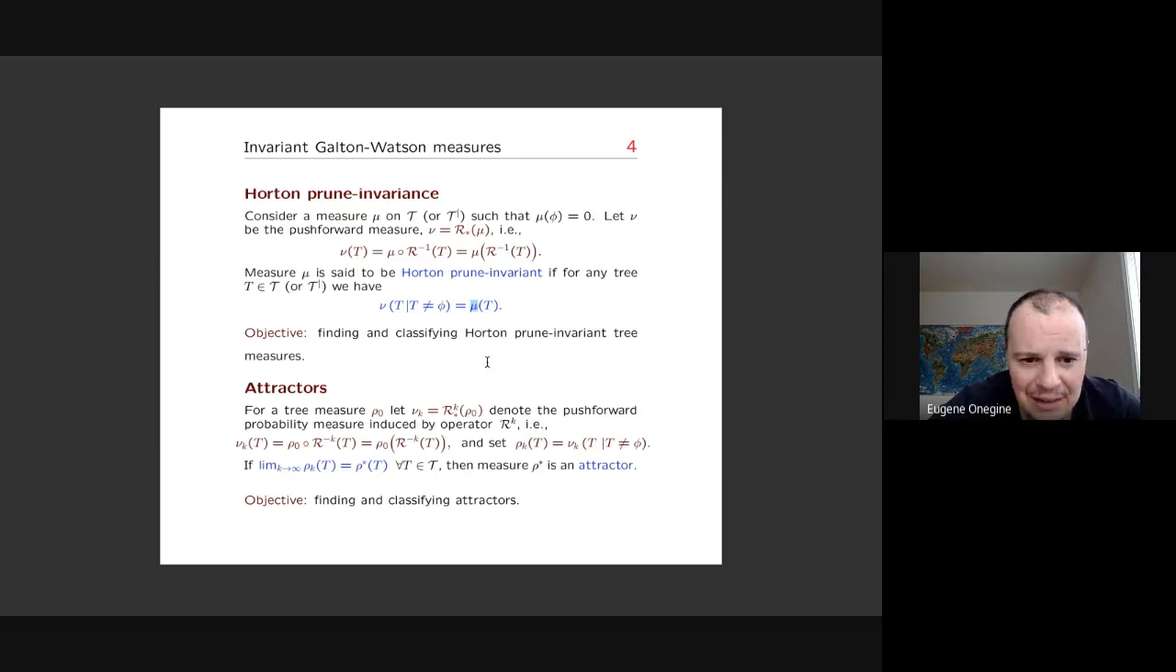And the attractor means that if you start with a non-invariant measure, sample the forest and start pruning and pruning and pruning, looking only at the surviving trees, then it will converge to that invariant measure. Yeah.